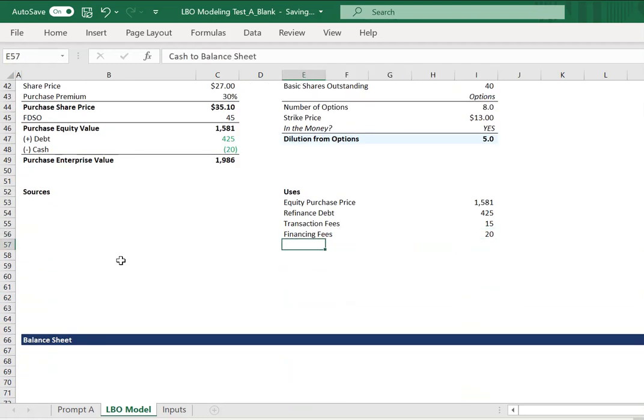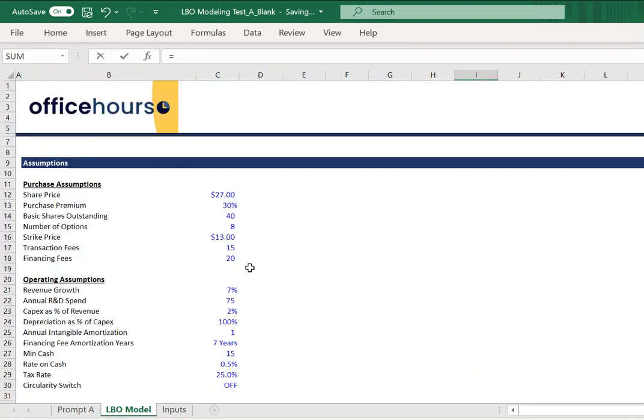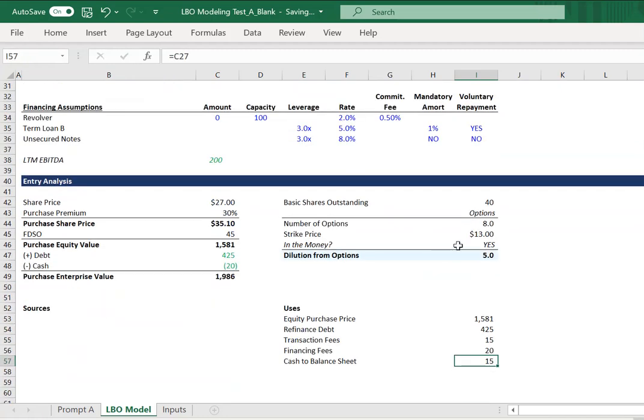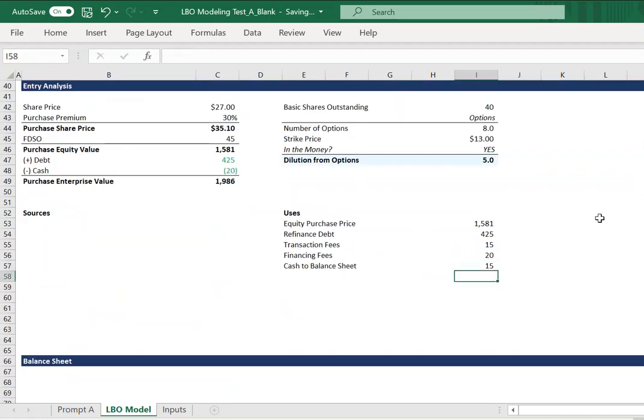And then we're also going to have to capitalize the balance sheet. Right, so we're going to have to send some cash to the balance sheet, which is going to be equal to our min cash. So that's here. Right, so we're going to have to put 15 million cash to the balance sheet, and that will equal our total uses. Format this.